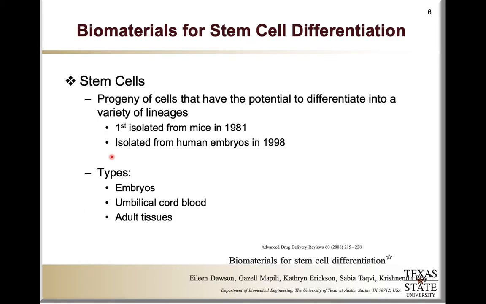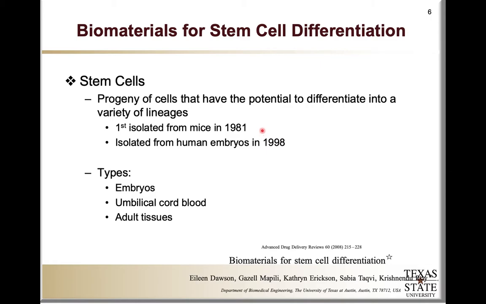All right, continuing talking about the cells. In terms of stem cells, they are known as progeny of cells that have the potential to differentiate into a variety of lineages. They were first isolated in 1981, and they were first isolated from embryos in 1998. As I mentioned before, they can self-renew without differentiation. They can be culture expanded. They can differentiate into any cell type.